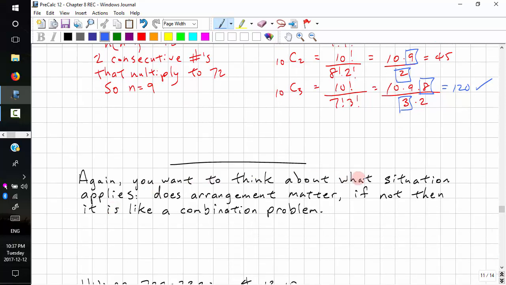So think about what situation applies. Does arrangement matter? If not, then it's likely a combination problem. And that completes this lesson.